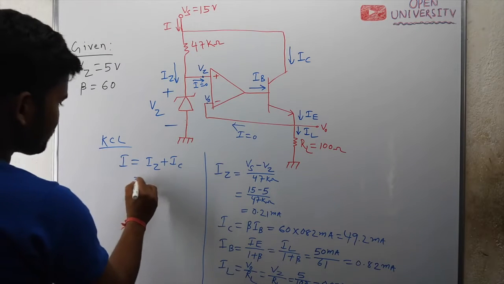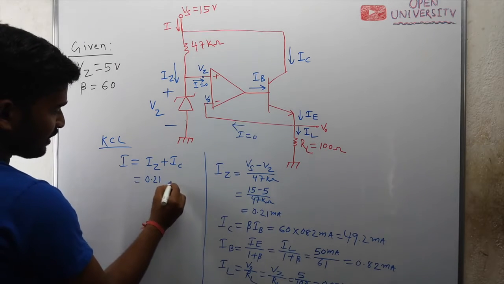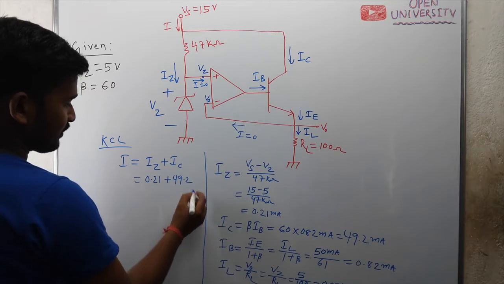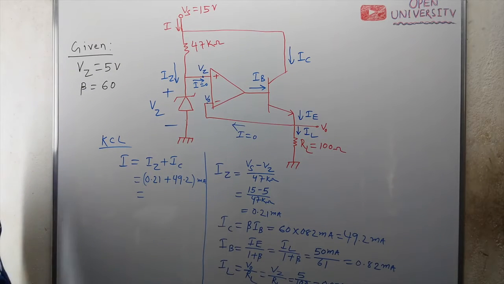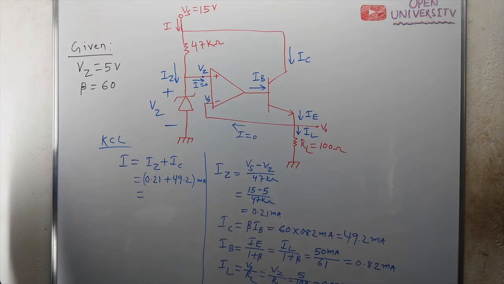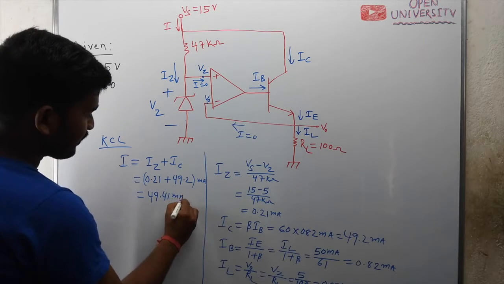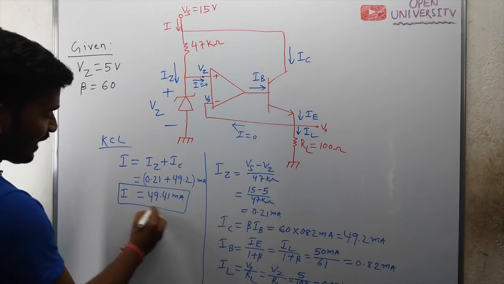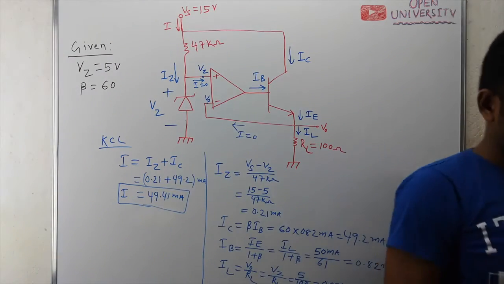So if you substitute here, the Iz value is 0.21 milliampere plus the IC value of 49.2 milliampere. The result will be 49.41 milliampere. This is the value of the current drawn from the supply. Value of I, the current drawn from the supply, is 49.41 milliampere.